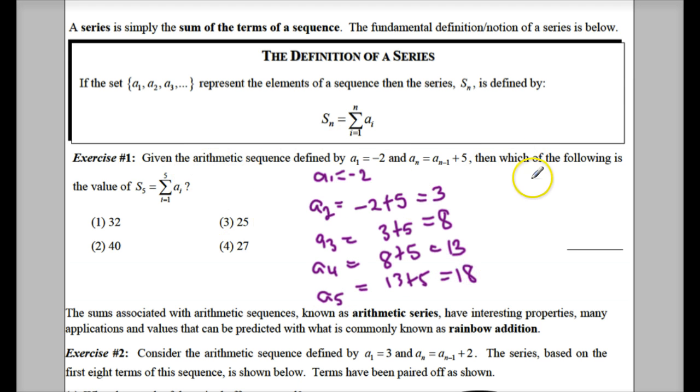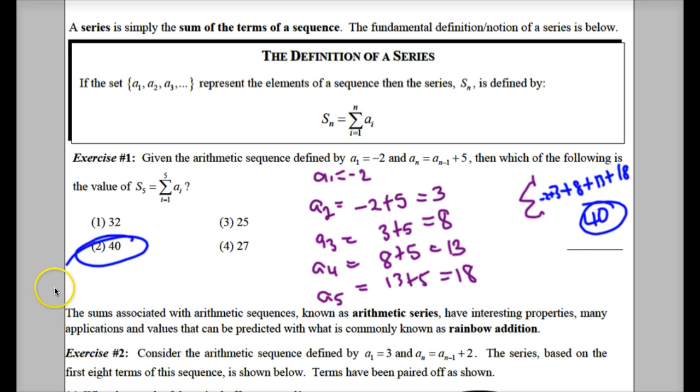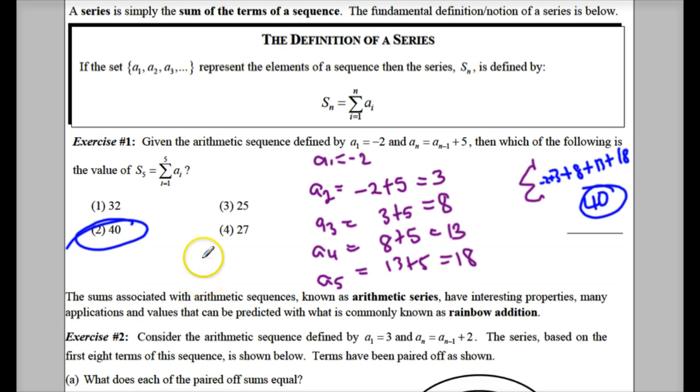Now, because I have the sigma notation, that means I need to add these up. So basically what I'm going to do is 3 plus 8 plus 13 plus 18. Oops, don't forget my negative 2 in the front, because I'm going to add all 5 terms up. When I add this, I should get 40, which is choice 2. Okay, so that's a quick review.